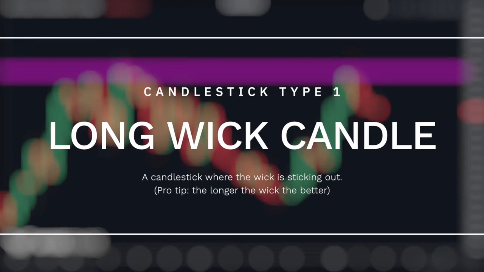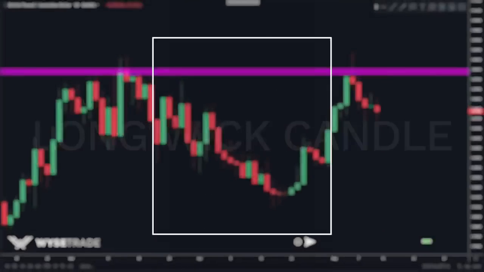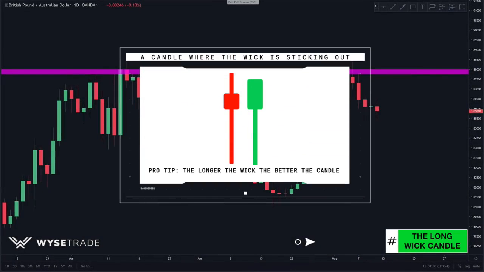The first candlestick type we look for is the long wick candle. A long wick candle looks like this, where the wick is sticking out. And a pro tip, the longer the wick, the better the candle.